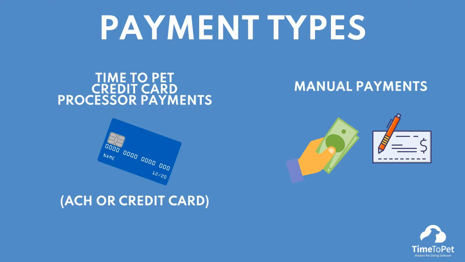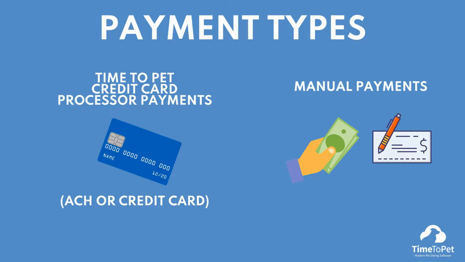ACH and credit card payments made through our credit card processors are automatically applied to invoices. Clients can make payments on their invoices through their app or their portal, and you can charge a client's payment methods that you have on file as well. Either way, payments made this way will be automatically applied to the invoices that were charged. You can also use our bulk invoicing tool to charge multiple invoices all at once.